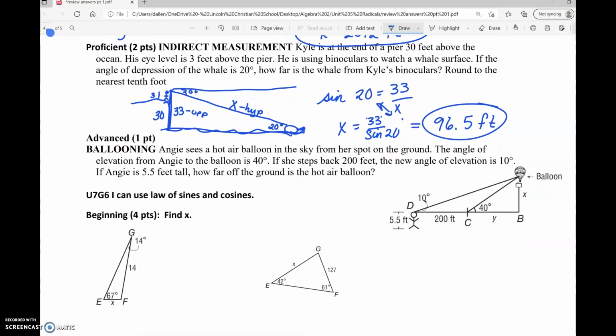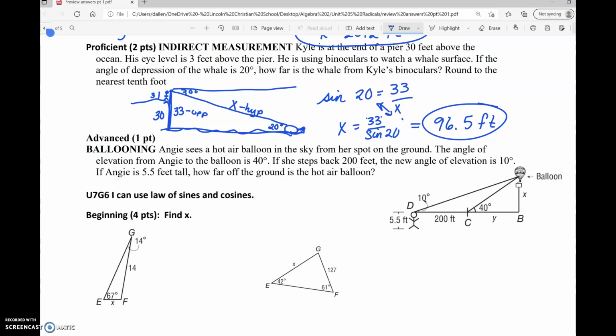On this one, we are looking for, Angie sees a hot air balloon in the sky from her spot on the ground. The angle of elevation from Angie to the balloon is 40 degrees. She steps back 20 feet, and the angle of elevation is 10 degrees. Angie is 5 feet tall. How far off the ground is the hot air balloon? So when we're looking at this, it kind of depends.